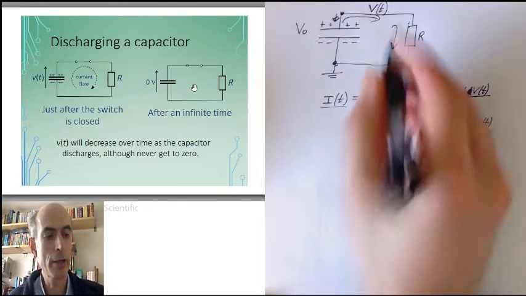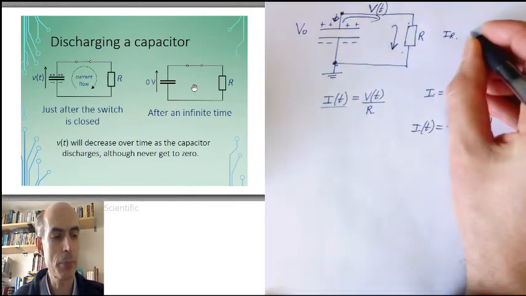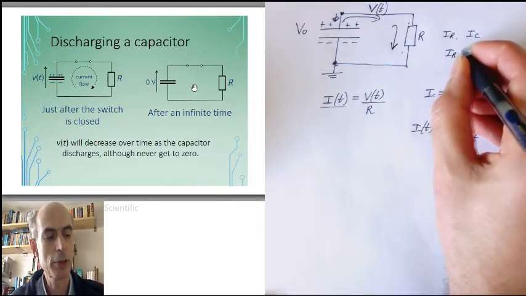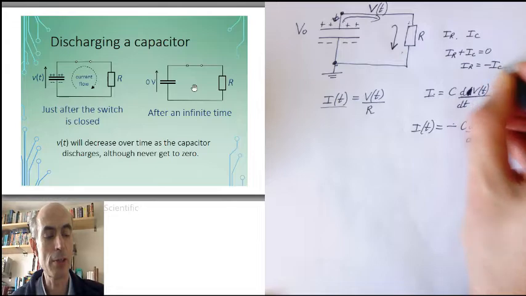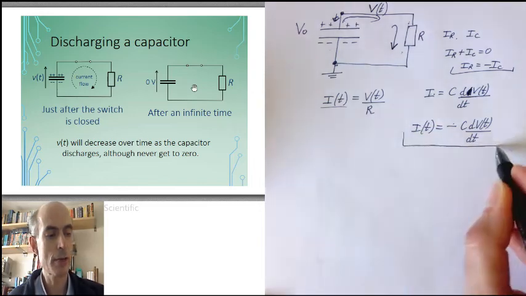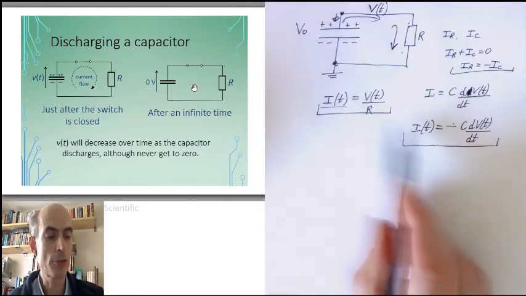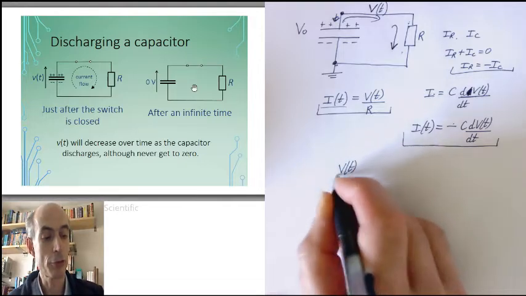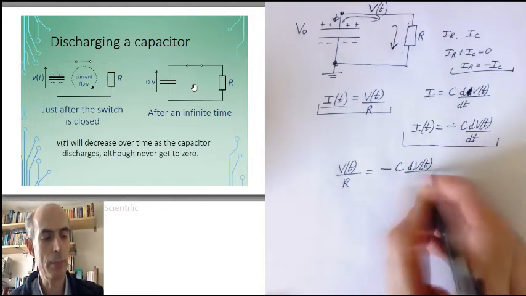Or, if you like, you could define the current flowing through the resistor as being IR, the current flowing onto the capacitor as being IC, and apply Kirchhoff's current law and get that IR plus IC must be equal to 0, and therefore IR is minus IC. That works too. As long as you get to this final expression here, and this expression here, that's fine. Because we can then equate these two currents and end up with V, which is a function of time, divided by R, is minus C dV/dt.